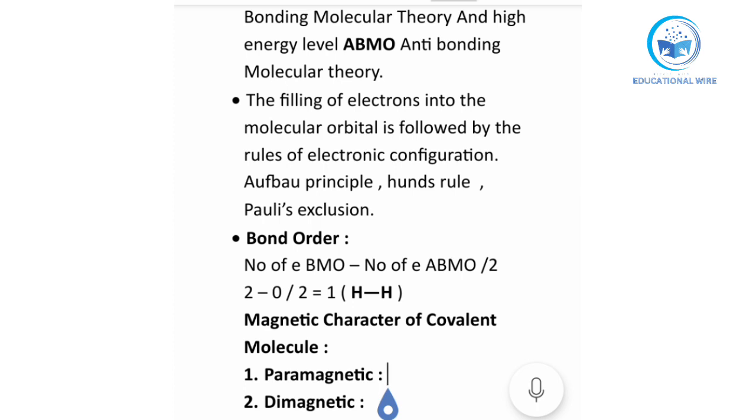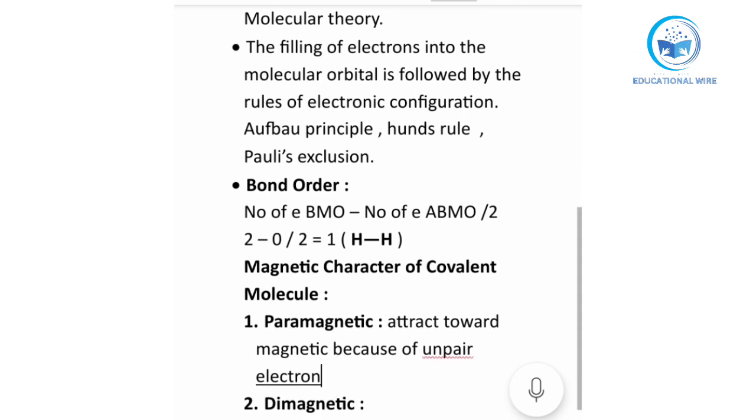Talking about paramagnetic, the character of a covalent molecule will be paramagnetic when it is attracted toward a magnetic field. Why will it be attracted? Because of unpaired electrons. Unpaired electrons means there is no pair of electrons, so it is called paramagnetic.